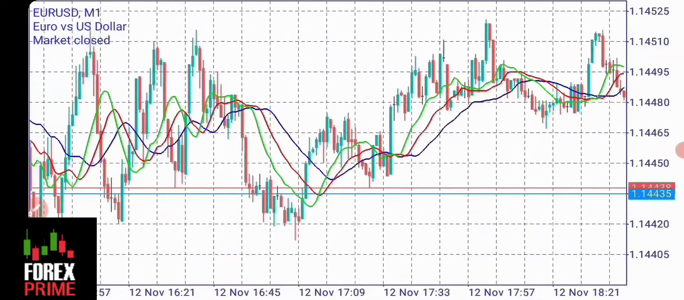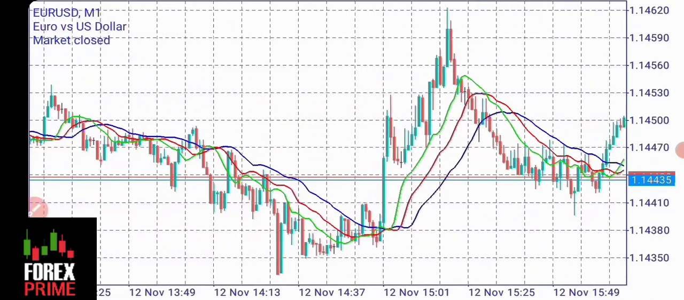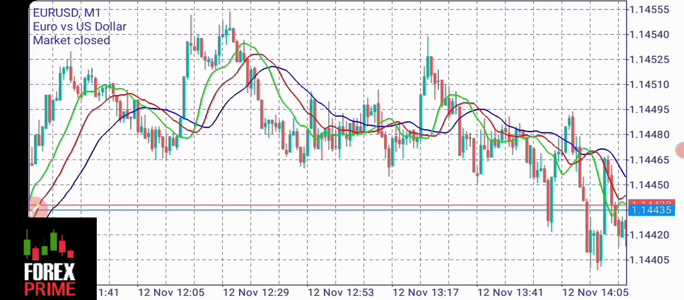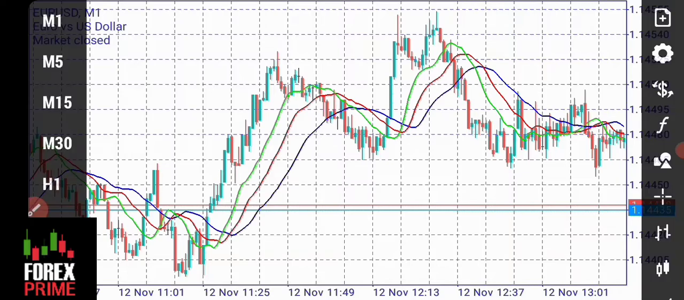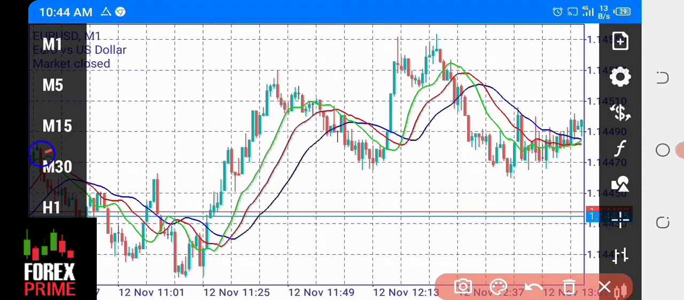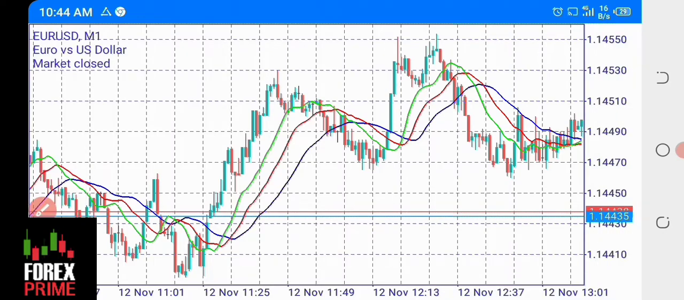Now, what is the best time frame to use this alligator indicator? Now, it's best to use this alligator indicator in the 30 minutes. It's best to use it from the 30 minutes time frame. So I'm going to be switching to the 30 minutes time frame. But before I do that, now let me briefly explain how this alligator indicator works, or the lines that we are seeing here.